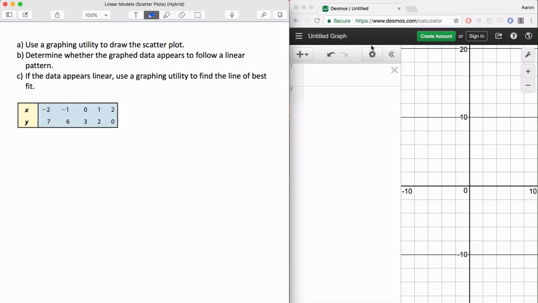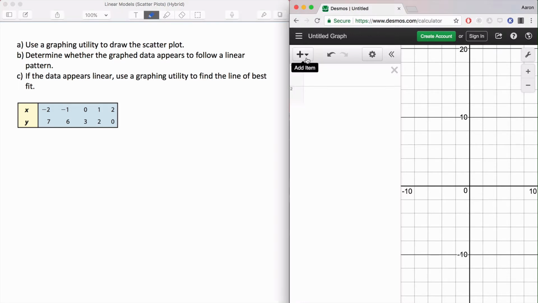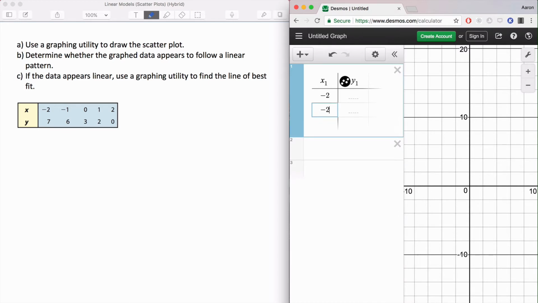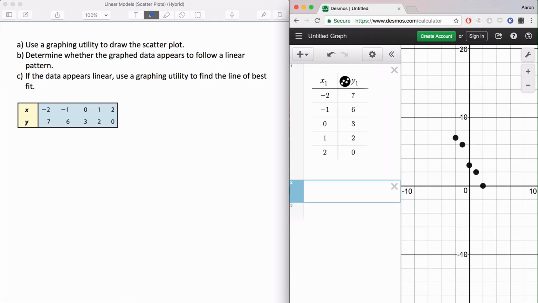So the first thing that we need to do is put this data into a table in Desmos. To do that, we just click this plus icon to add an item, and we're going to add a table. Then we're going to go in and input our x and y values: -2, -1, 0, 1, 2, and then the y values 7, 6, 3, 2, and 0. And that gives us our data. Our data becomes plotted here on our axes. We could zoom in a little bit to get a better view of our data.